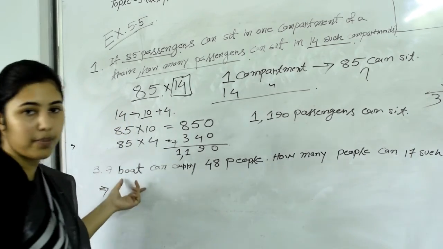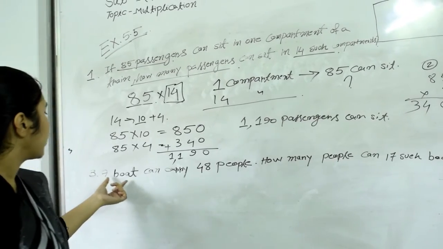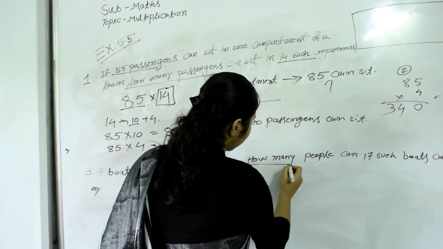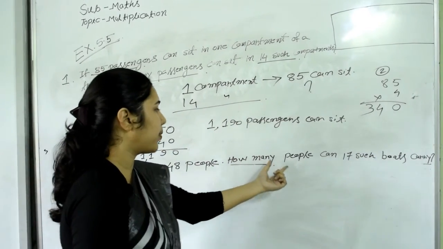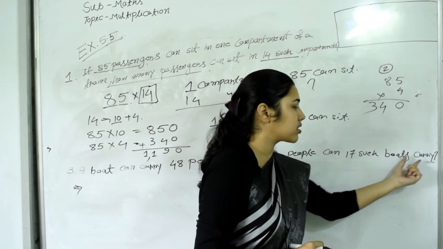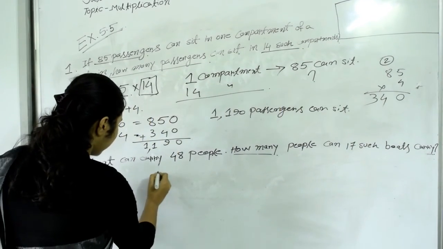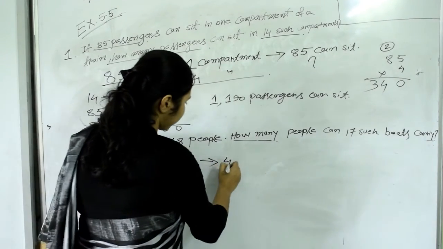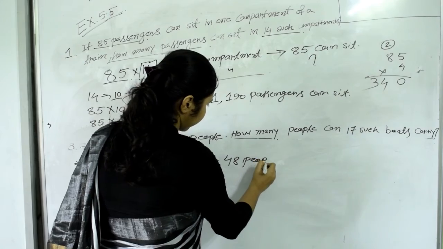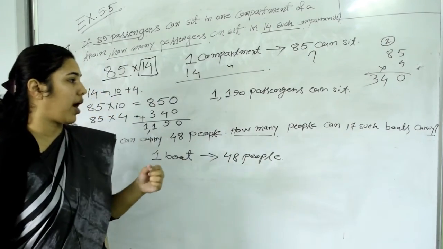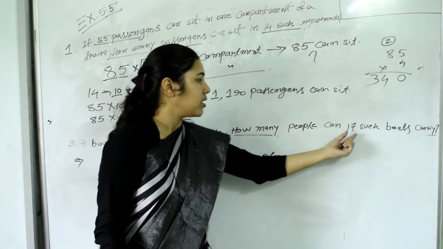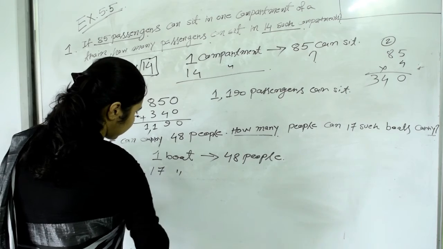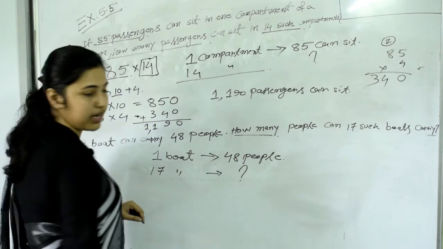Now come to your next problem, question number 3. Here a boat can carry 48 people. Then we have to find how many people 17 such boats can carry. Again similarly, one boat can carry 48 people. Here we have to find the number of people 17 such boats carry. So we have to find how many people 17 boats can carry.